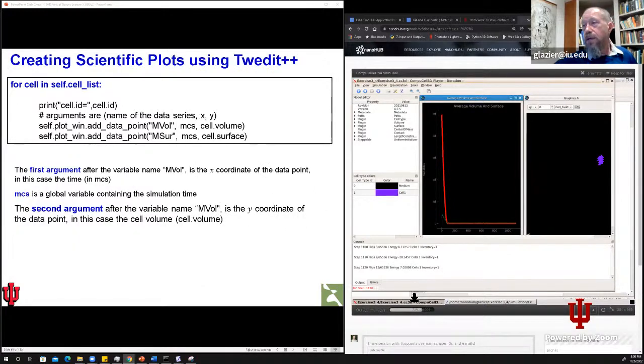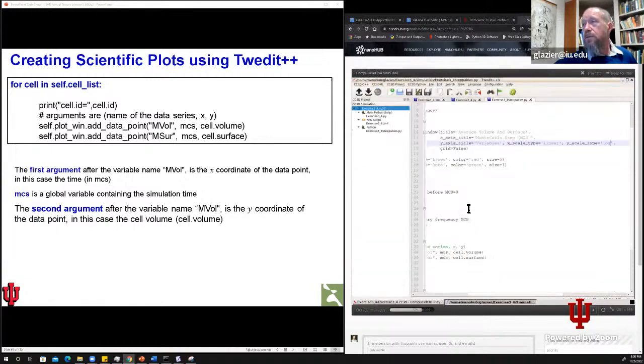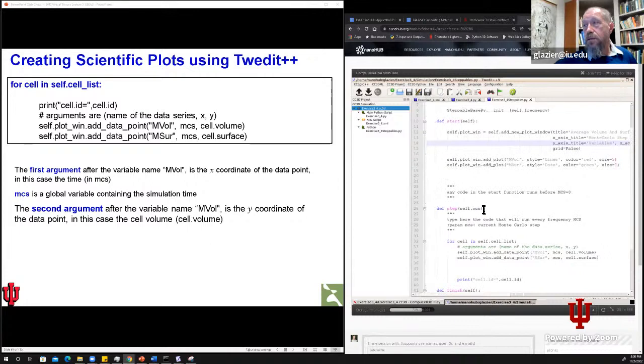So again, what we've done here, just to review before we break, is we created a plot window. I use the defaults. I have the volume of the cell as one series, and I'm plotting cell.volume for each cell. There's only one cell, so it's not a problem. I'm plotting surface area for each cell. If I had 20 cells, I'd have 20 points at each time point.